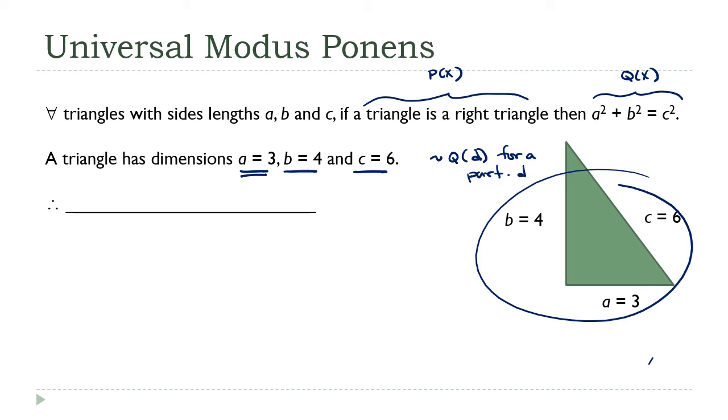Our universal Modus Tollens form tells us this should make the conclusion not P of D, using our new variable there. In other words, going back to the English language for P, we would conclude that the triangle is not a right triangle. That would be our conclusion based on this universal Modus Tollens logical form.